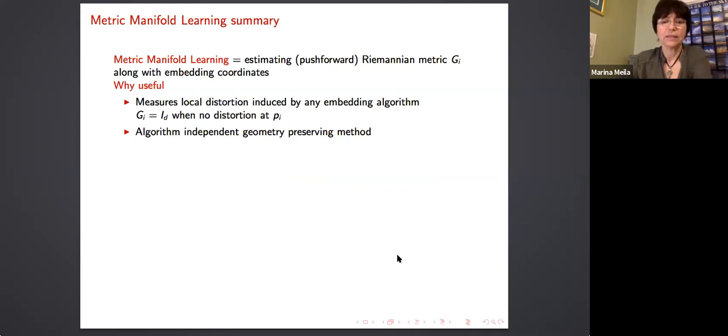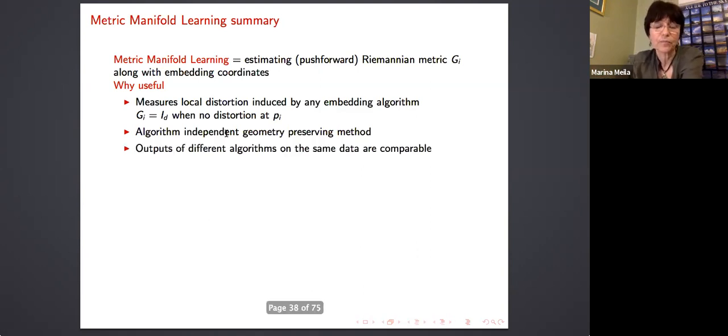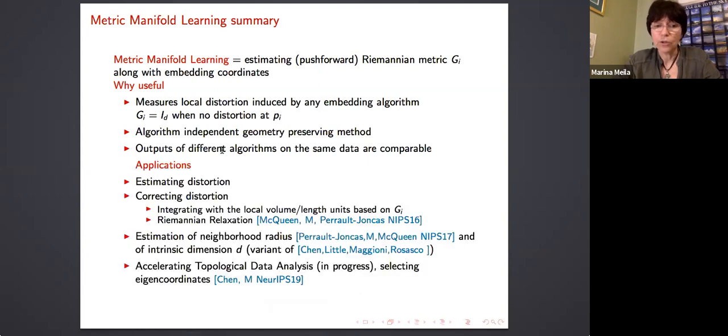So to summarize the chapter about metric manifold learning, we can measure the local distortion that the algorithm creates. This doesn't depend on how we obtain the coordinates, what algorithm we use. It applies to any algorithm we have used, as long as the topology was preserved, as long as the neighborhoods were correct. And once we do this, it doesn't matter what algorithm we use, because we can compare the output of different algorithms, since we have the intrinsic distances between the data, good approximations to the original distances between the data. I'll talk about the applications in the next slide.